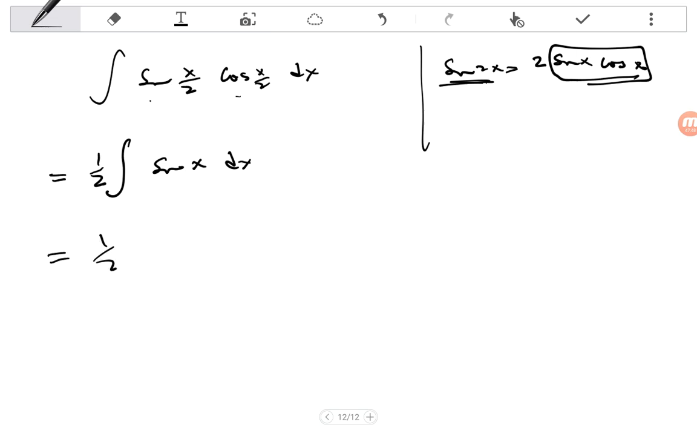Now I can solve it, and I will say that this will be cosine x plus c, and because there is a cos in the result, I will put a negative sign. Okay?